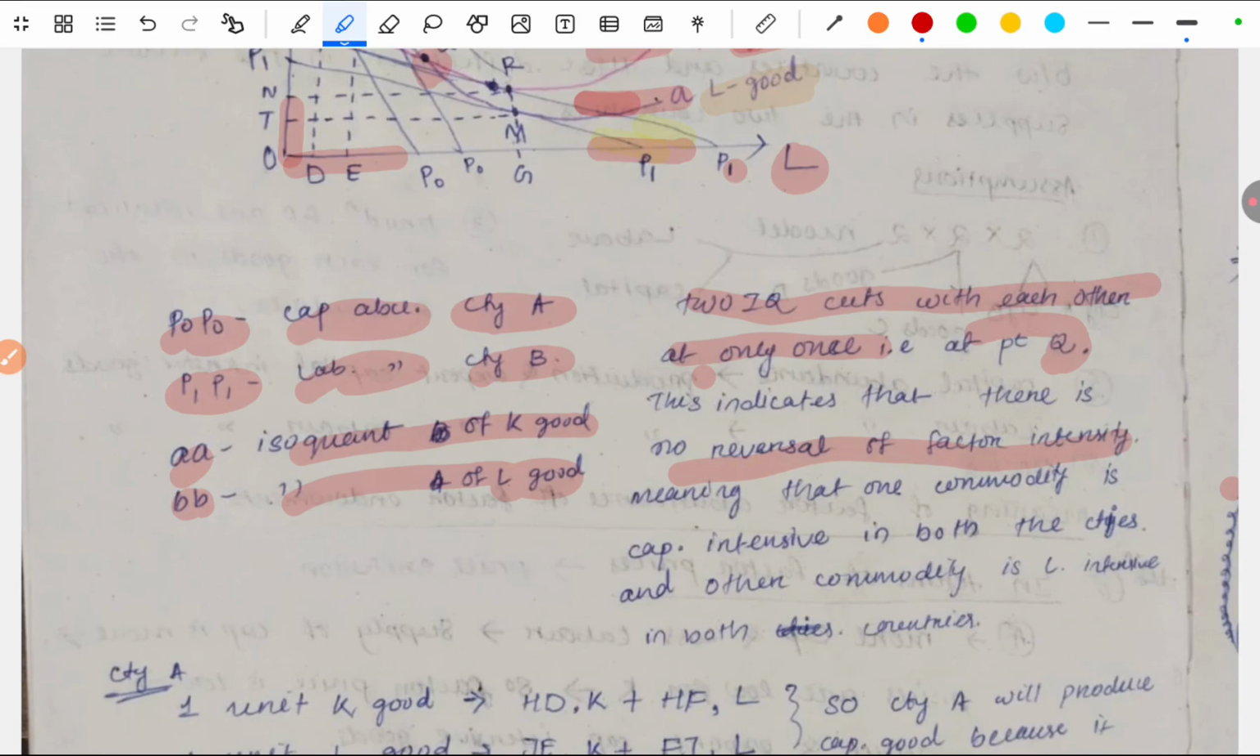So the HO model here is invalid, because the HO model says that one country produces one product and the second country produces another product, and they export to each other. Though the condition is not applied, the HO model fails. So another assumption is taken: no reversal of factor intensity. Country A will produce steel, country B will produce cloth, and they will export to each other.